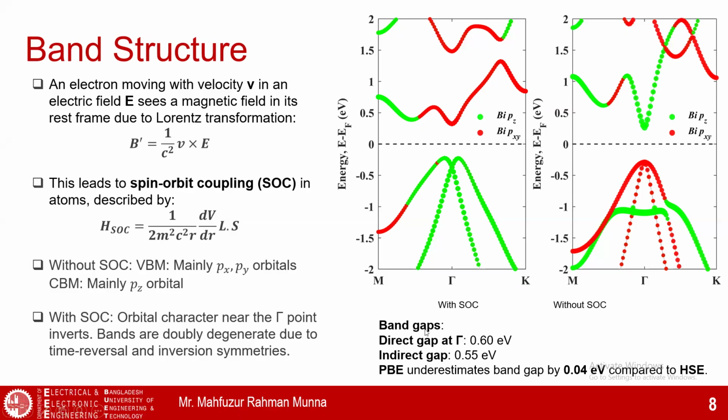So there is an indirect band gap of 0.55 electron volt at the gamma point of the Brillouin zone. And I have also calculated the band structure by using hybrid pseudopotential. And as you have already known, the PBE pseudopotential generally underestimates the band gap. And for the case of bismuth triple one, it underestimates by approximately 0.04 electron volt.